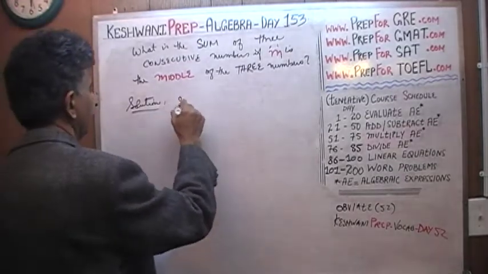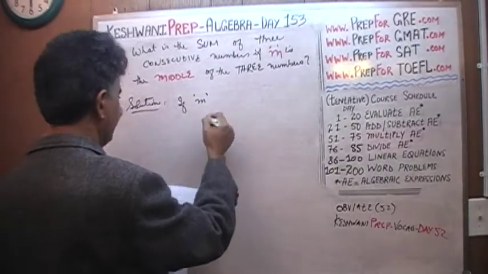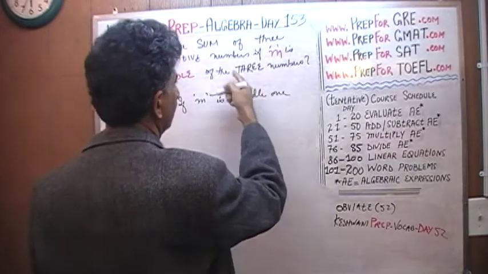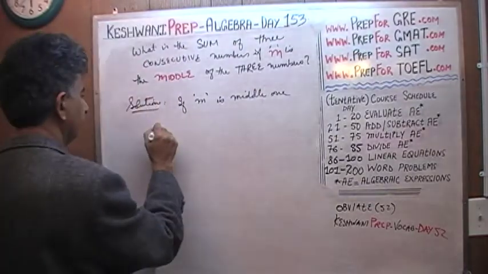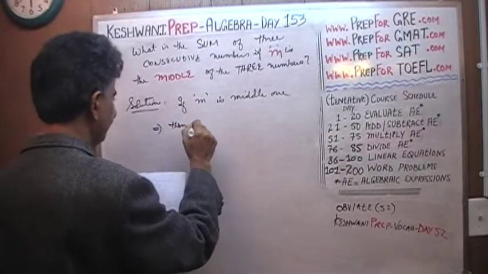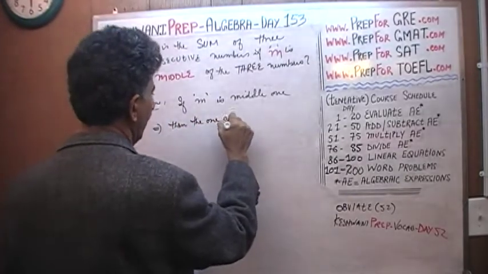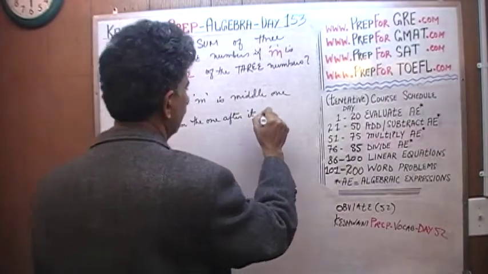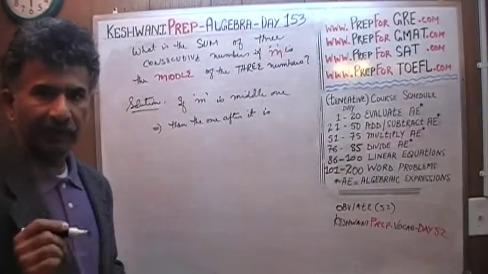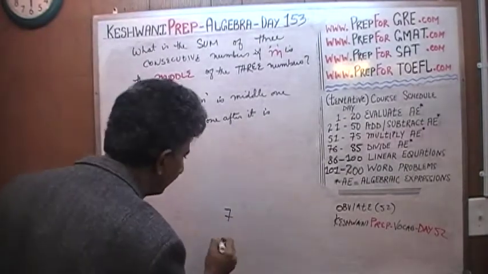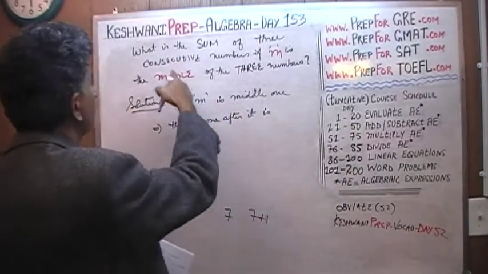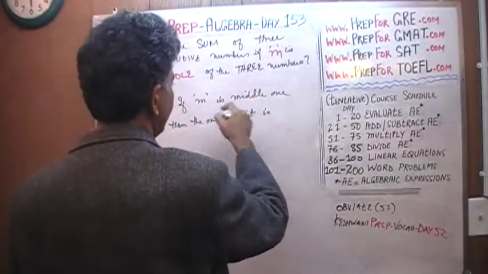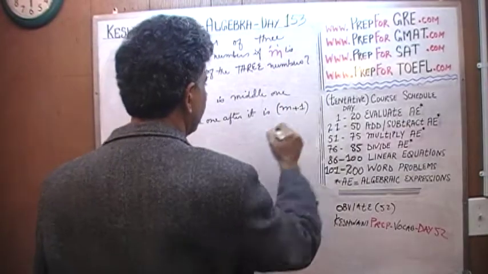Here's the solution. If M is some number, obviously, if M is the middle one, we are told that M is the middle one, then that implies the one after it is, for example, if the middle number is 7, the one after it is going to be 7 plus 1 because they're consecutive numbers. It's going to be one more than the middle one. So if the middle one is M, the one after it must be M plus 1.